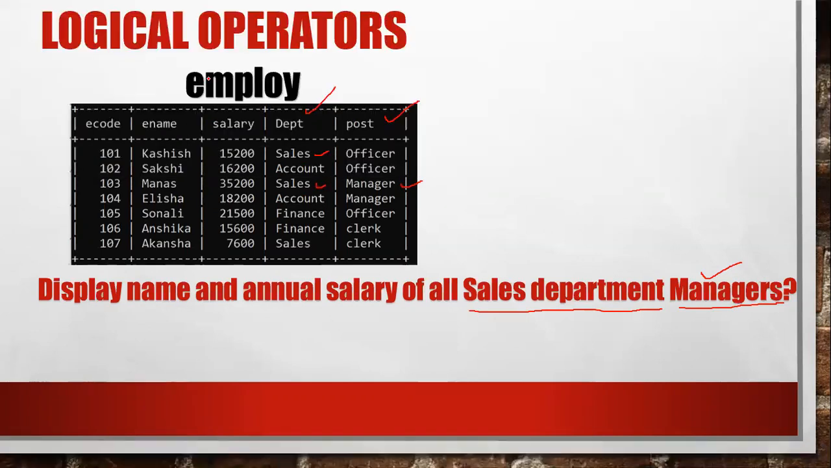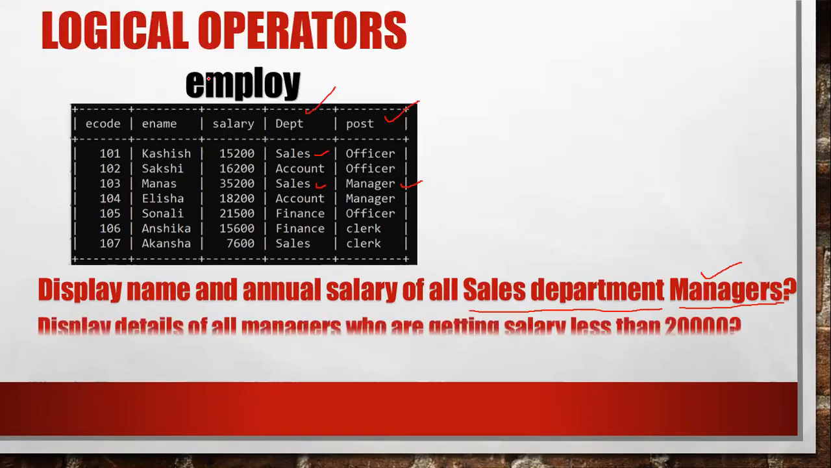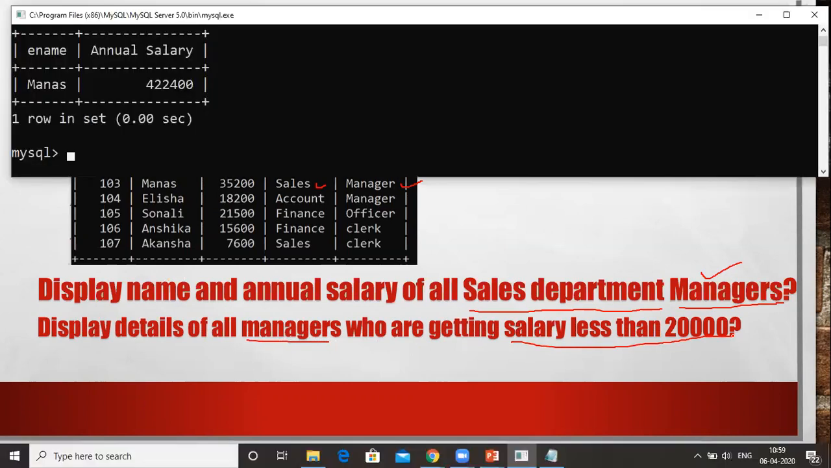Okay, let's see the next example. Display details of all managers who are getting salary less than 20,000. So in this case there are two conditions given. First one is the person must be a manager, and the second is that he is getting the salary less than 20,000. So these two conditions must be satisfied to view the record. So let's write this command.